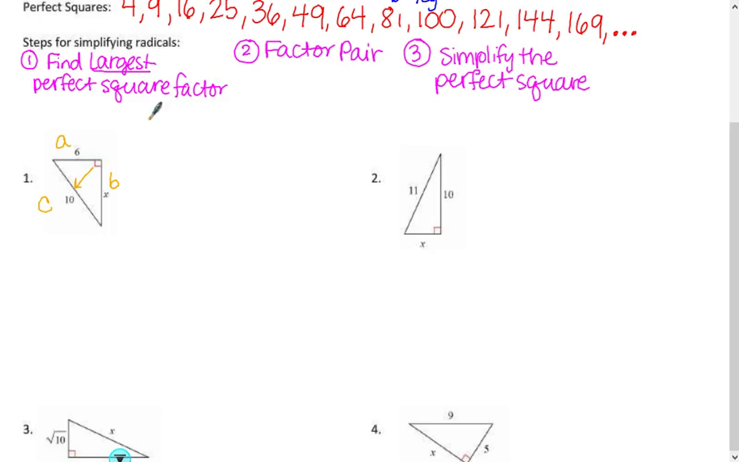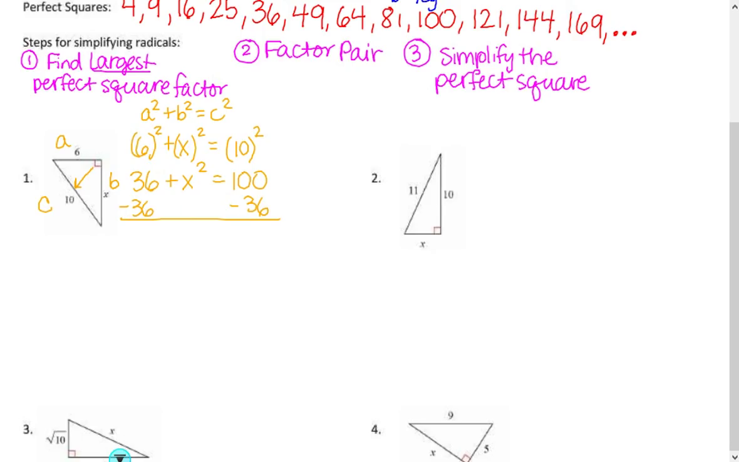Now from here, I'm going to plug it into my formula. So I have A squared plus B squared equals C squared. So that's going to be 6 squared plus X squared equals C squared. Okay, now I can kind of simplify this a little bit. So I have 36 plus X squared equals 100. And now from here, our goal is to isolate our variable X. We're trying to figure out what is the value of X. So now I would subtract 36 from both sides. And when I've done that, I will have X squared equals 64.